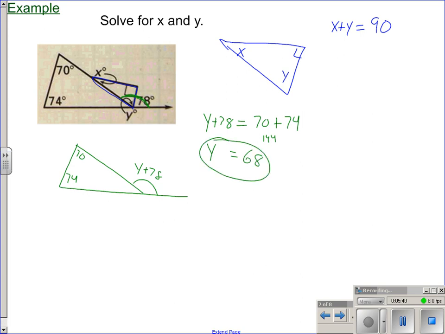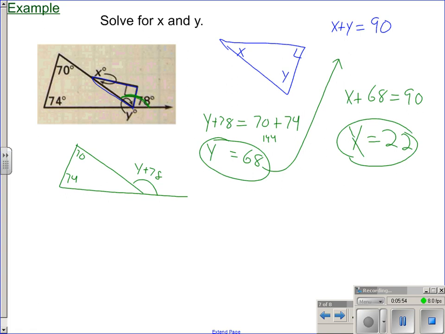There's the y value. Now we can come back up to here. x plus 68 equals 90. That means y is 22. Oh, not y, sorry, x. x is 22.